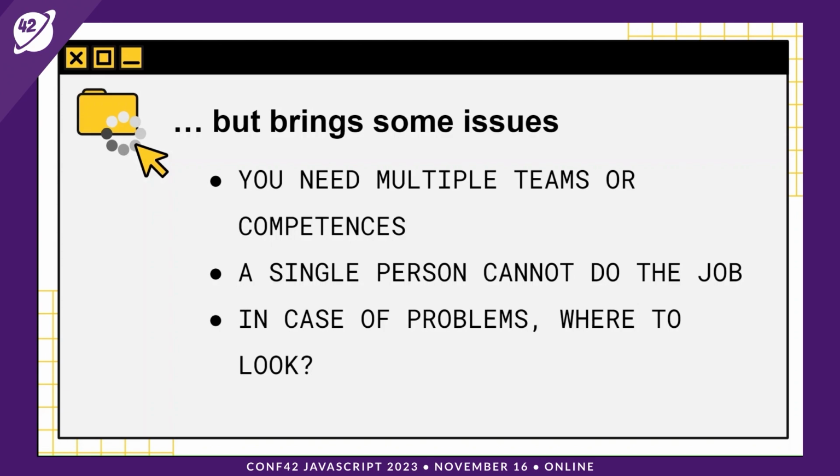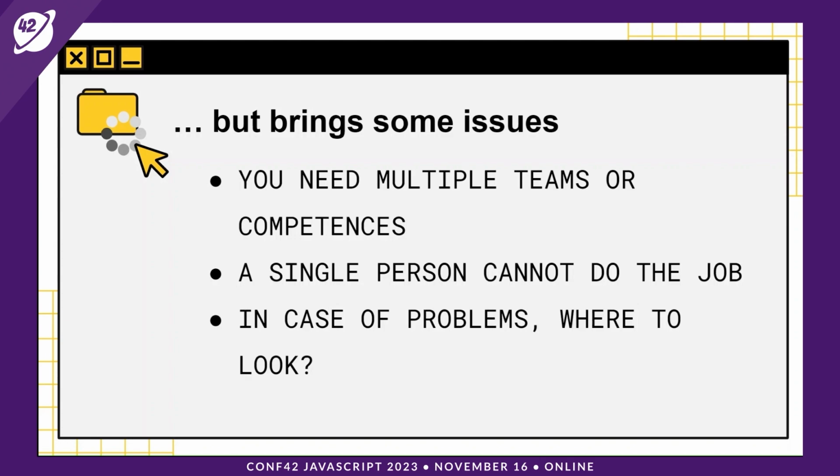For example, we need multiple teams or multiple competencies. That leads to a lot of technical people or a lot of teams that have to communicate together, and this could be a cost in big scenarios where you have a lot of components and few people working on them. A single person cannot do the job. This should be a good point.